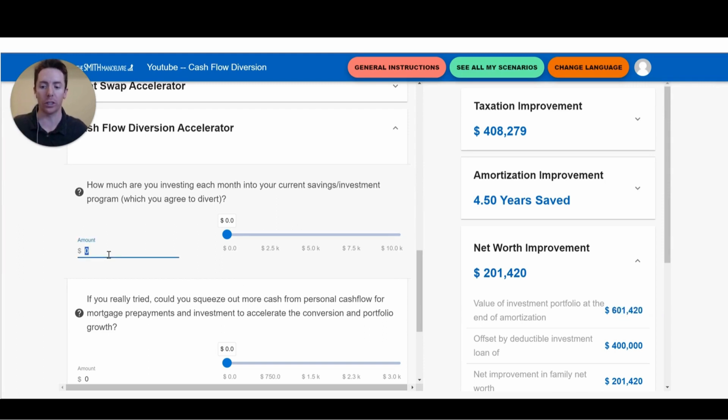But what if we divert $100 a month that was going somewhere else through the Smith Manoeuvre first into our mortgage as a prepayment every month, and then turning around and getting that invested? That is going to cut another 2 years off our mortgage and increase our net worth by, what was that? An extra 130 grand.